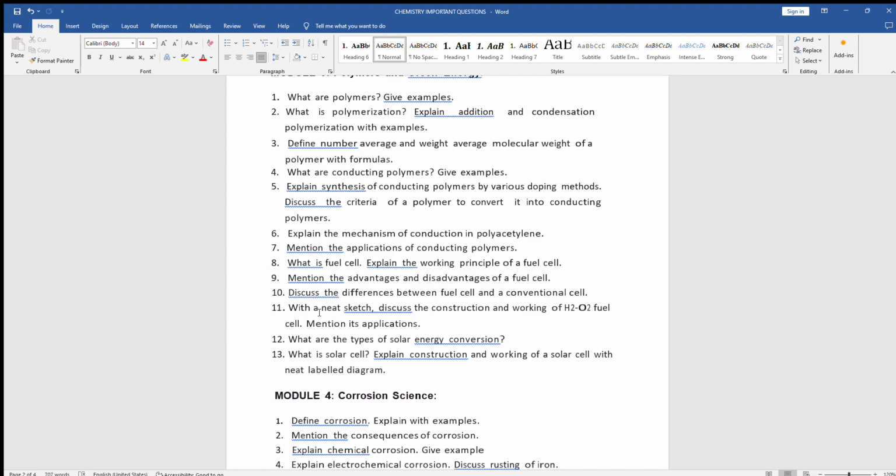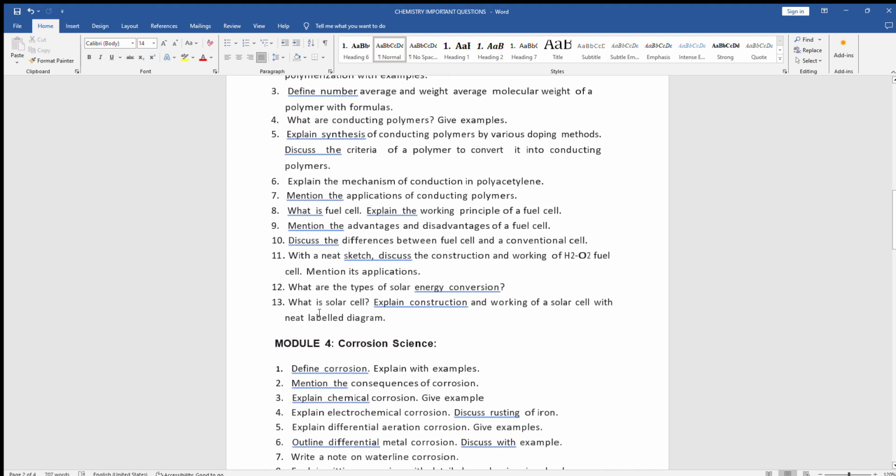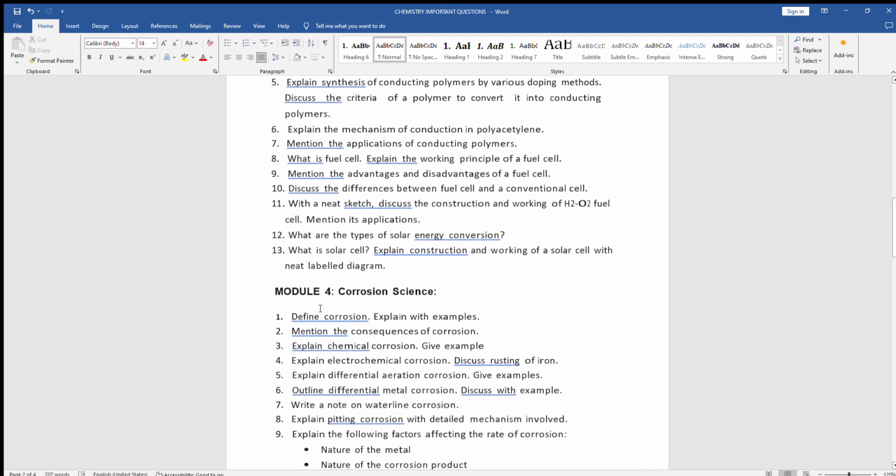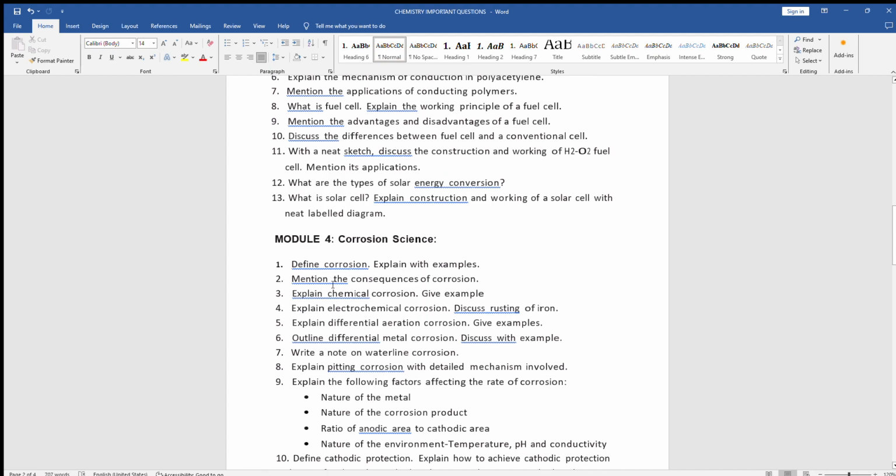12th one, what are the types of solar energy conversion? 13th one, what is solar cell? Explain construction and working of a solar cell with neat labeled diagram. Module 4, corrosion science. Define corrosion, explain with example.